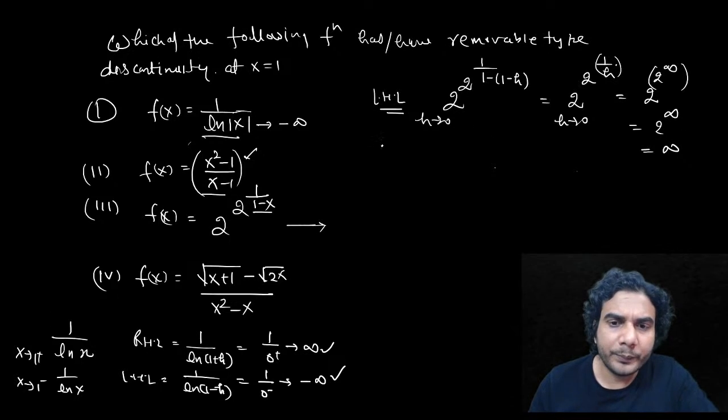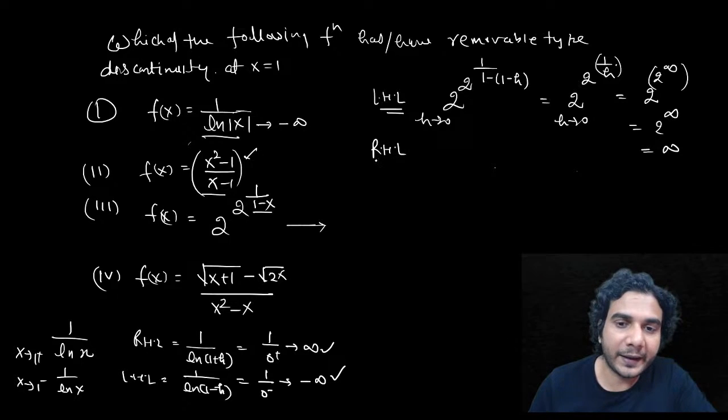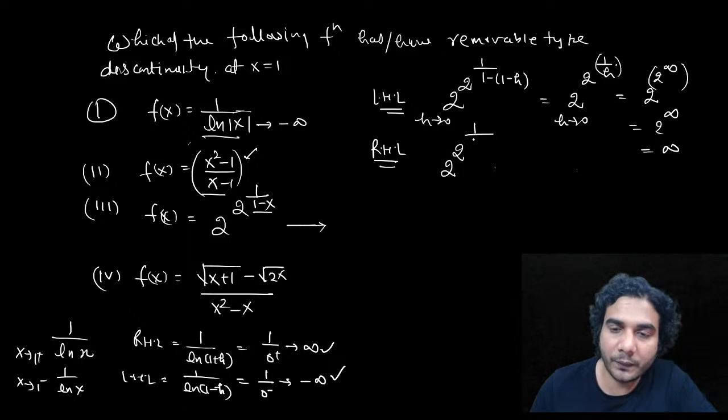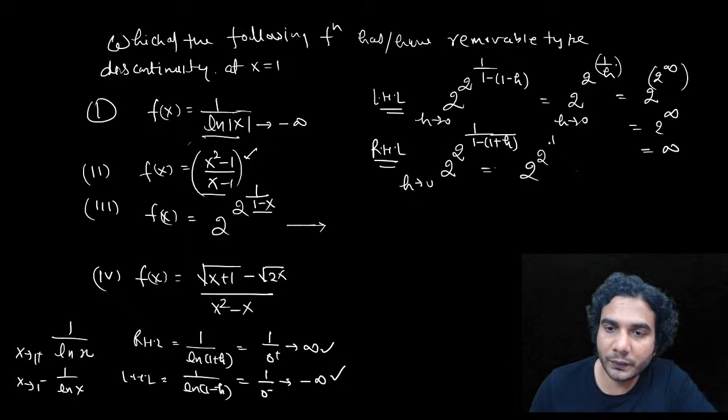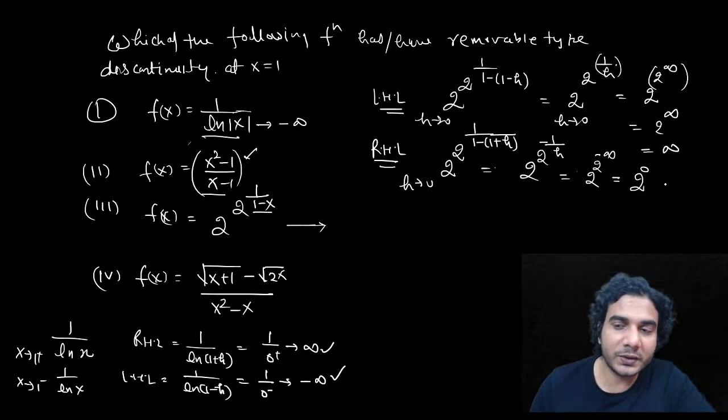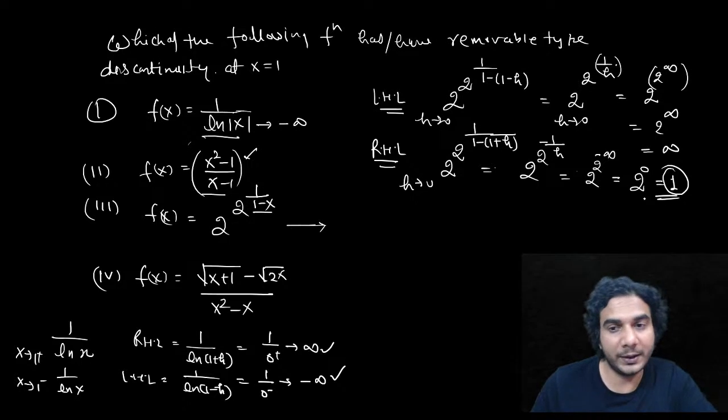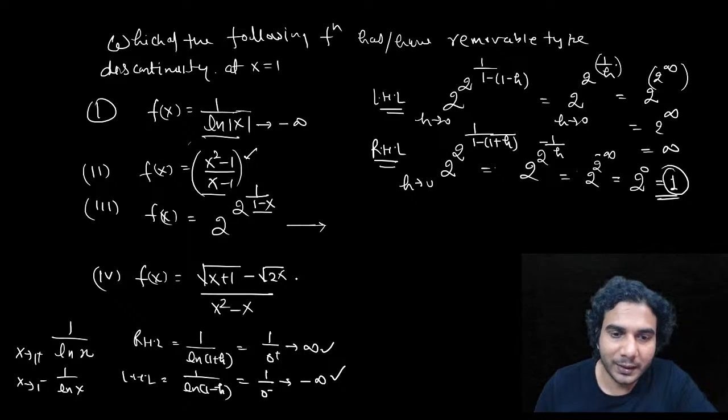So it is irremovable, but still let's check the right hand limit, okay? Because this is an interesting question. So what is the right hand limit? The right hand limit is 2 raised to 1 upon 1 minus 1 plus h, okay? After that you'll get 2 raised to 1 upon minus h in this case, and minus h is minus infinity. So 2 raised to minus infinity. We did one such question yesterday also. 2 raised to minus infinity is 0, right? So 2 raised to 0 is 1. That's why I was saying that this is interesting, all right? So the right hand limit is 1. Although it won't change the result. The result is infinite type of discontinuity only. But this limit was interesting.